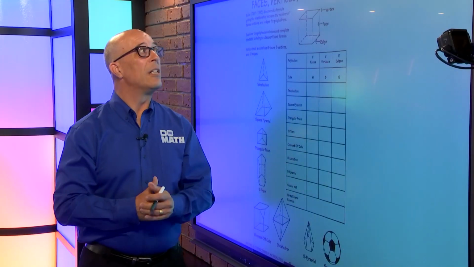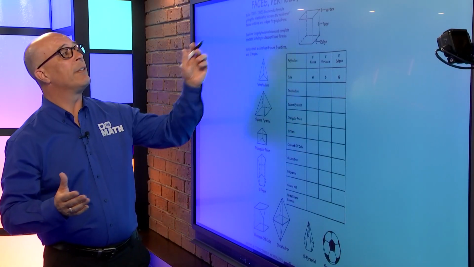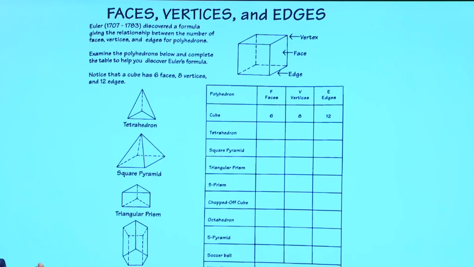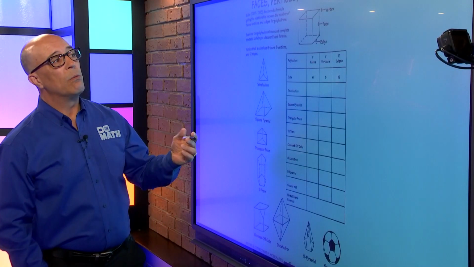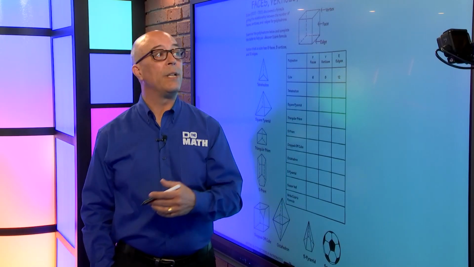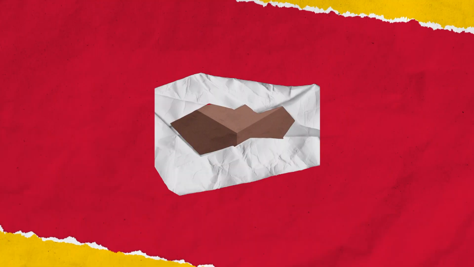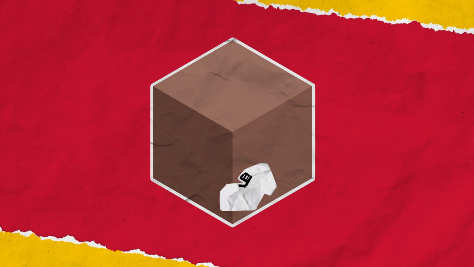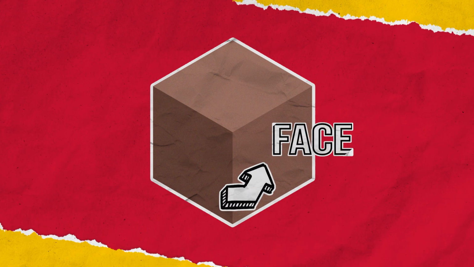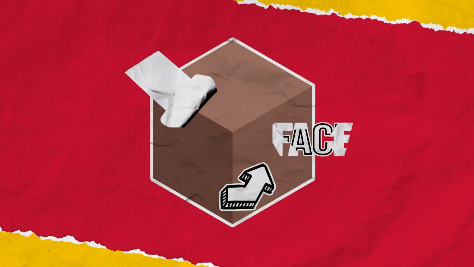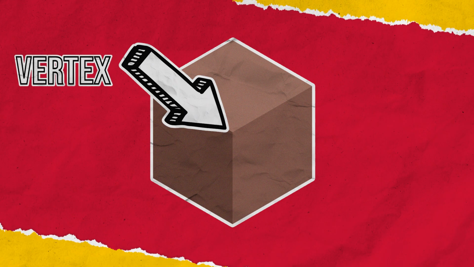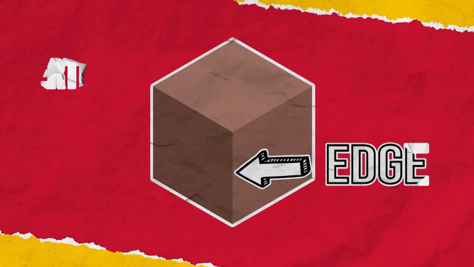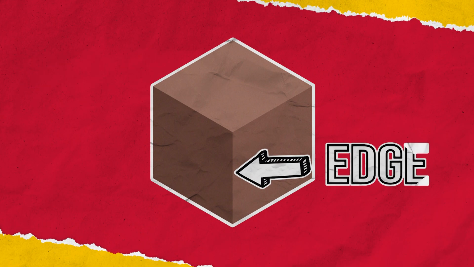Another thing that Euler discovered was a formula for giving the relationship between the number of faces, vertices, and edges for polyhedrons. So let's first take a look at the difference between a vertex, a face, and an edge. If you have a cube, when you look at one side of it, that flat surface is the face. The vertex is where two of the edges come together. The edge is the straight line between the vertices.